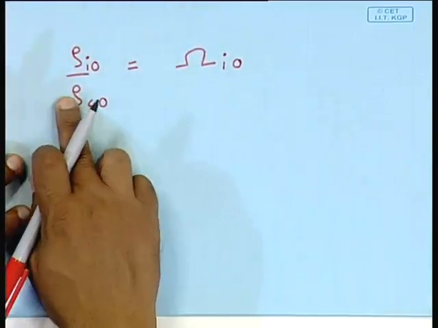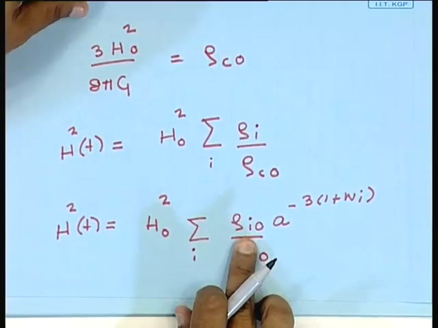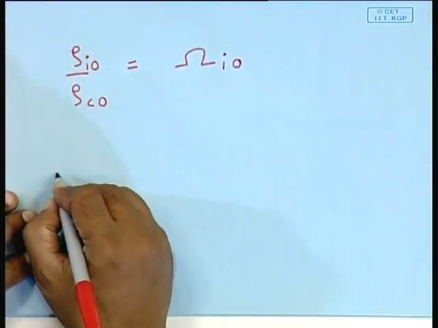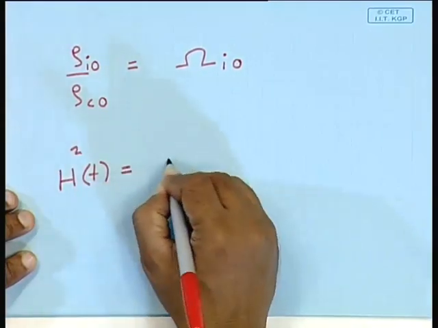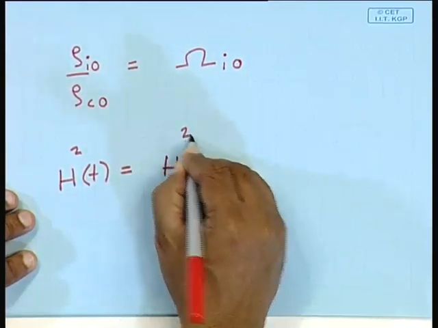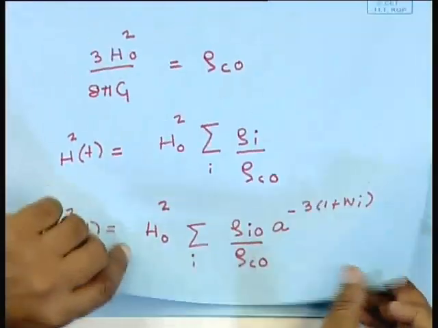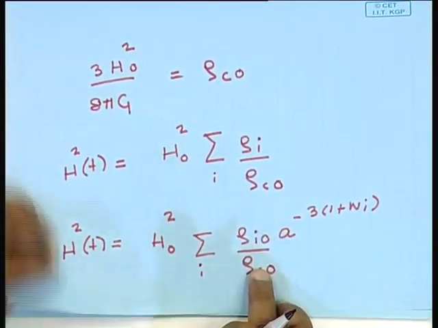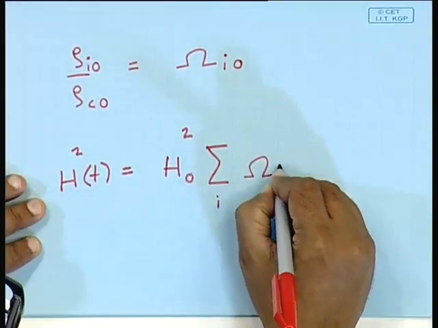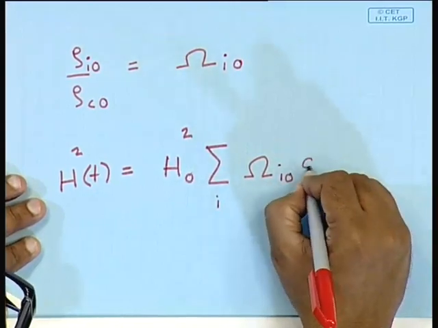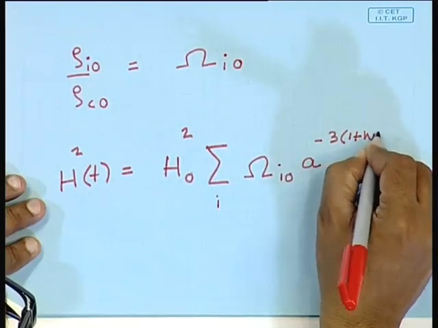So, we can use this definition here and write the equation for the Hubble parameter at any instant of time as H naught squared into this sum. This ratio is omega i naught, and then we have a to the power of minus 3 into 1 plus w i.